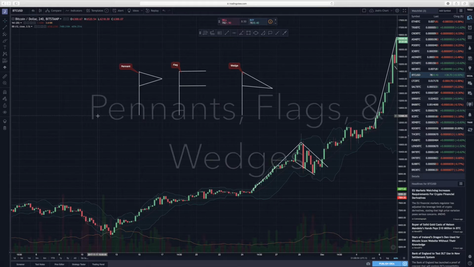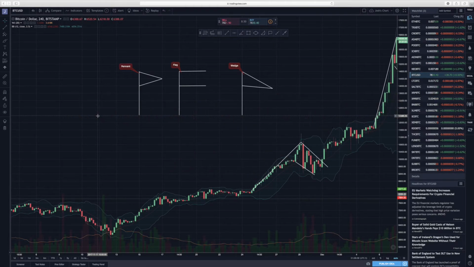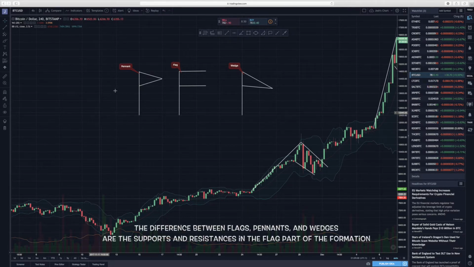Today we'll be talking about pennants, flags, and wedges. This is just another type of candlestick formation. Basically, the pennant, flag, and wedge are all the same type of formation. The only thing that differs are these supports and resistances here, what makes them look like flags or pennants or wedges, as you can see.